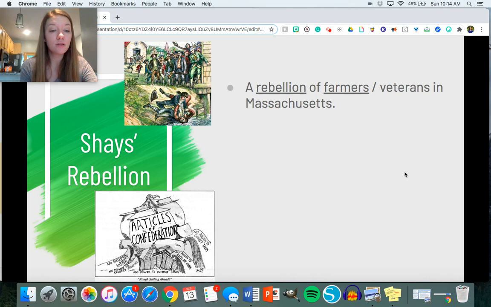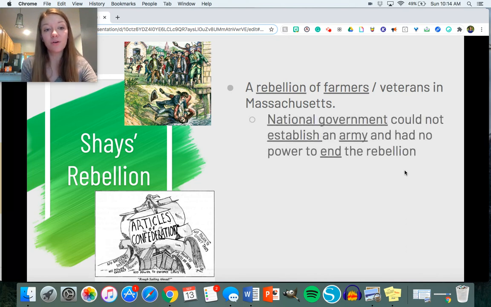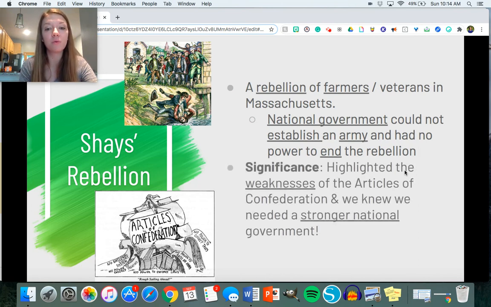They had lost their farms due to foreclosures. They couldn't pay taxes. They weren't getting paid. And the national government couldn't do anything about it. The national government could not establish an army. They had no power to end the rebellion. And this was really actually kind of embarrassing for the national government. And this made a lot of people step back and think.